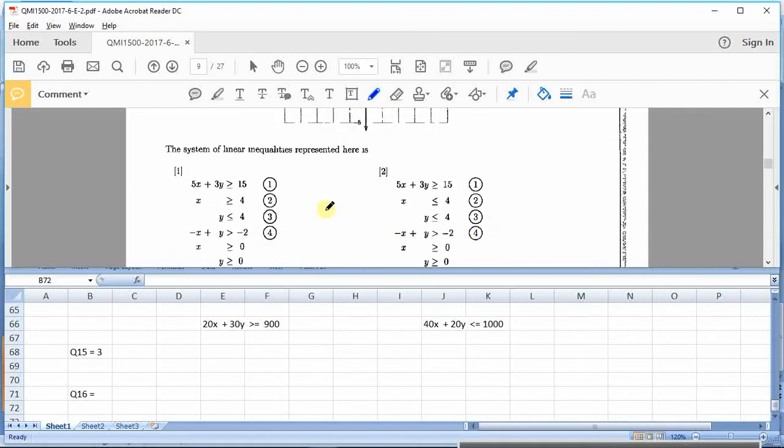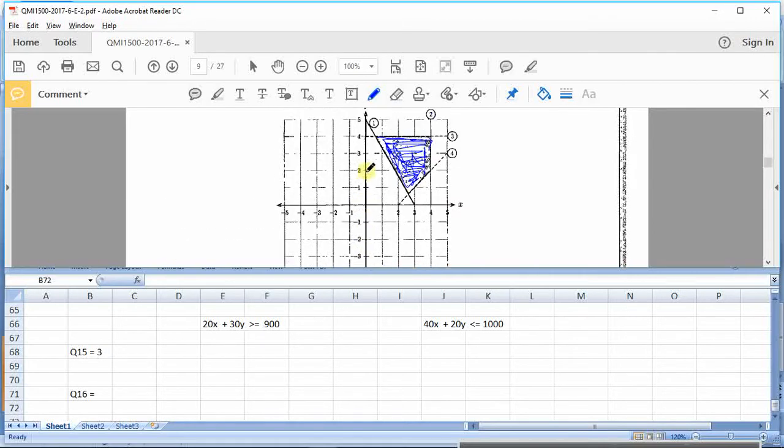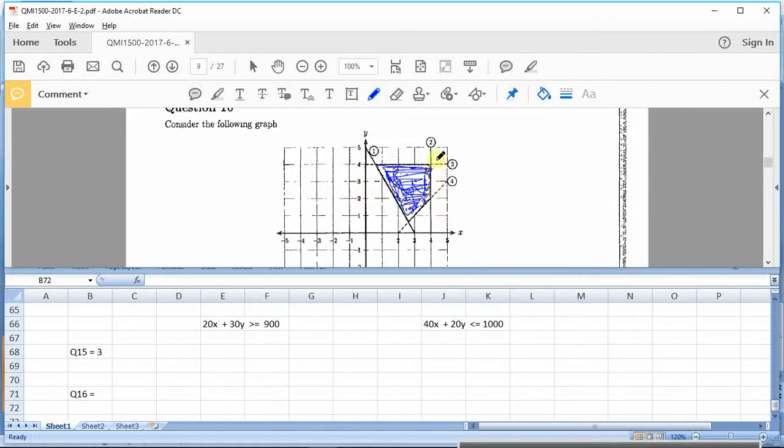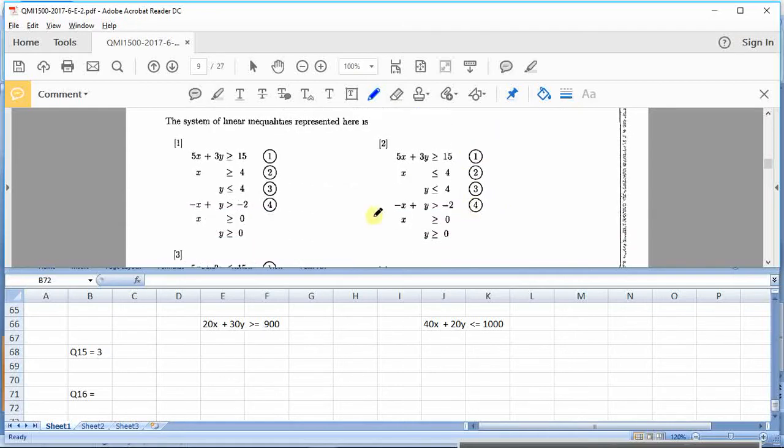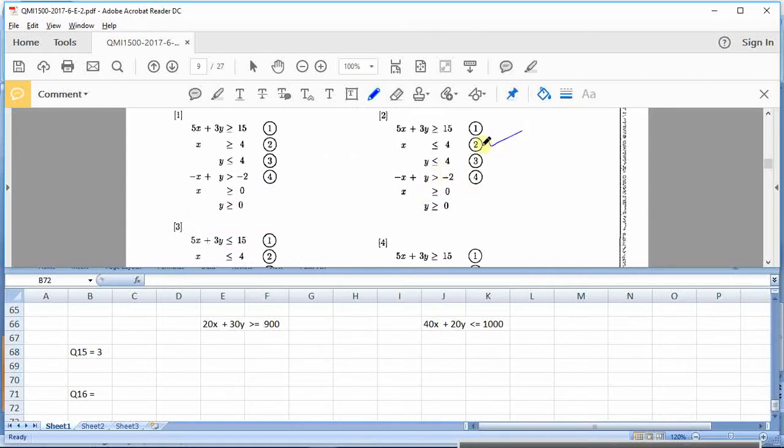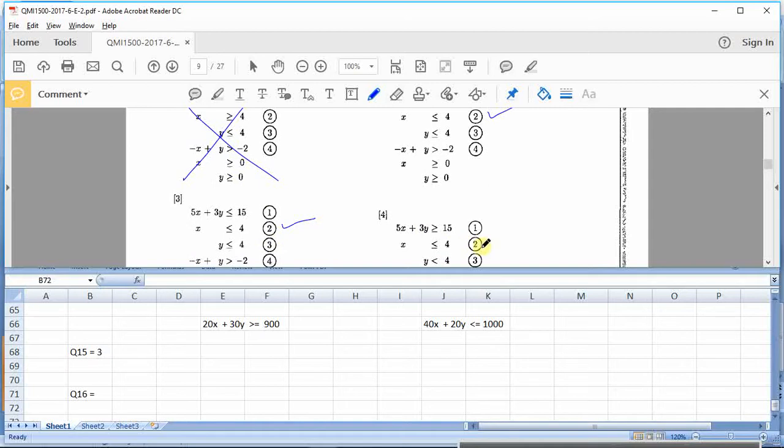Right, the system of linear inequalities represented here is, okay, so let's look at the first one. Let's look at this equation, number 2. Is this a solid line? Yes, it's solid. It's not dotted. So if it's not dotted, we can have equal to. Are we looking at the right or the left of the 4? The left. So x must be less than or equal to 4. There's the first one. So where do we have x less than or equal to 4? Alright, so this one's right, this one's wrong. This one's right, this one's right.